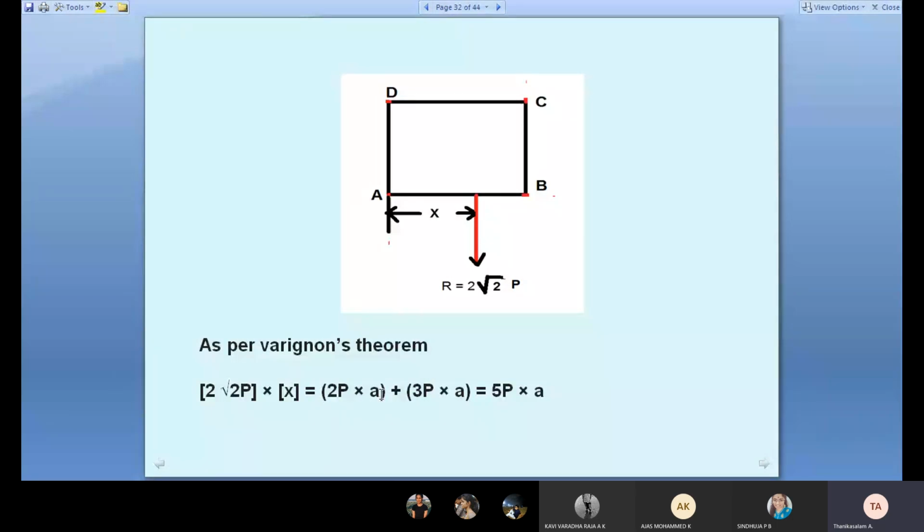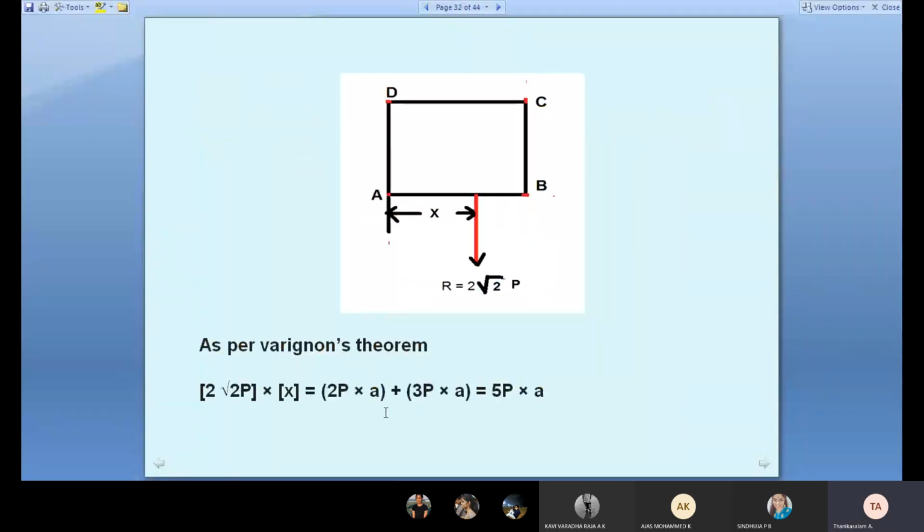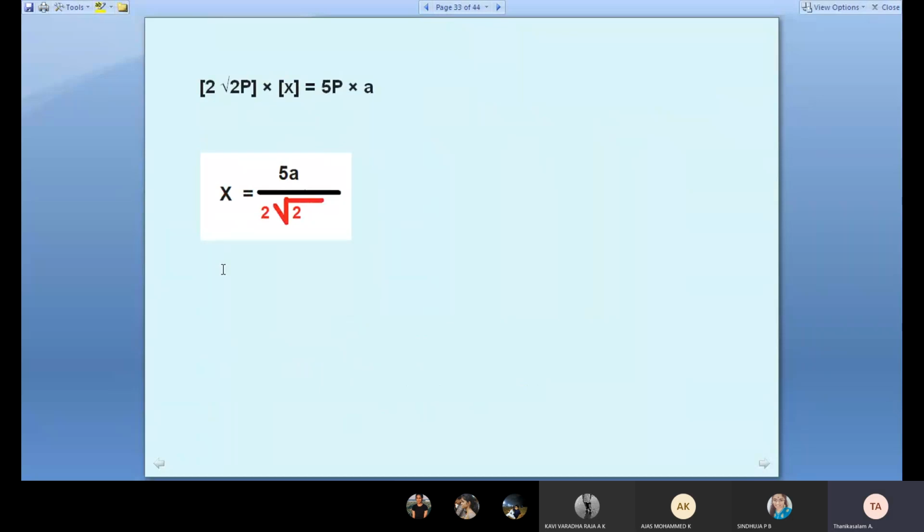So minus 2p into a, anti-clockwise, no? See here, with respect to A, 2p anti-clockwise, 2p into a. Here I should have marked a, the distance AP, small a. Similarly 3p into a, anti-clockwise, minus. Minus means only the direction, whether clockwise or anti-clockwise. So after simplification, with respect to A, you can write x equal to 5a over 2 square root of 2.